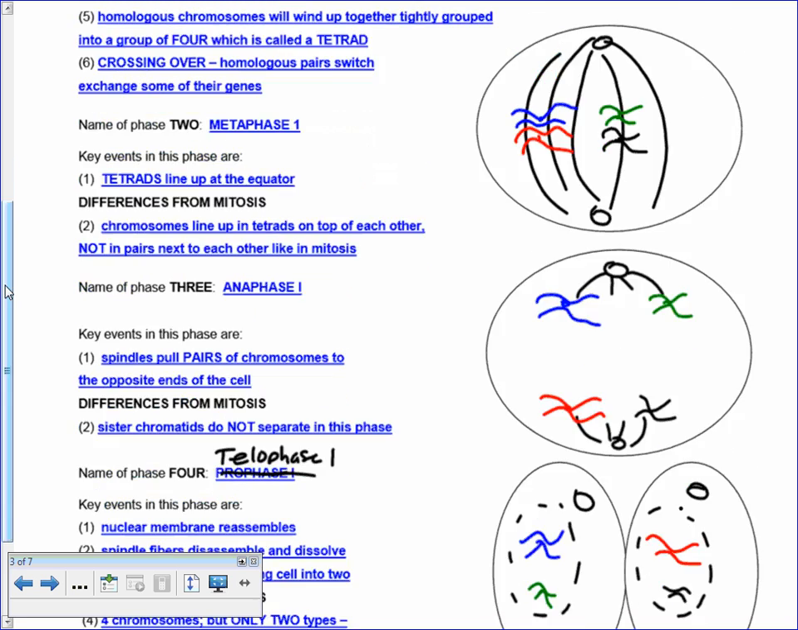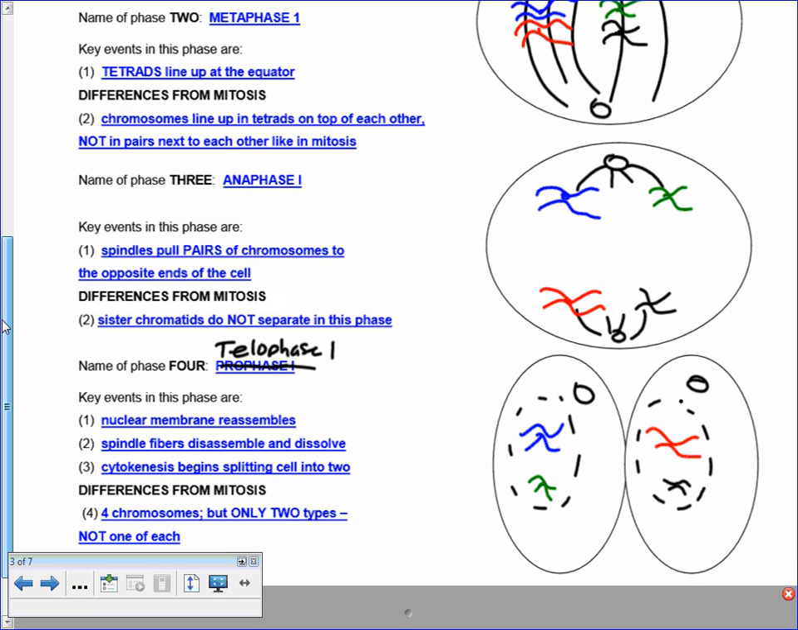Because of the way they line up, then, during anaphase, when the spindles shorten, we're not pulling the sisters apart, we're pulling the homologs apart. What that is doing, to stress again, is that's giving different information to each end of the cell. One end of the cell is getting the blue gene and the green gene.